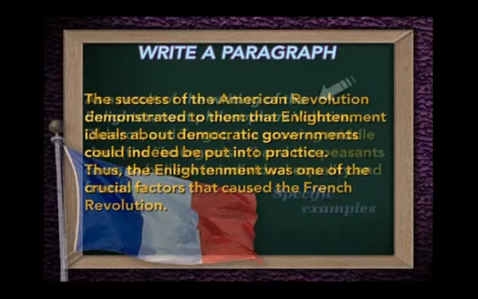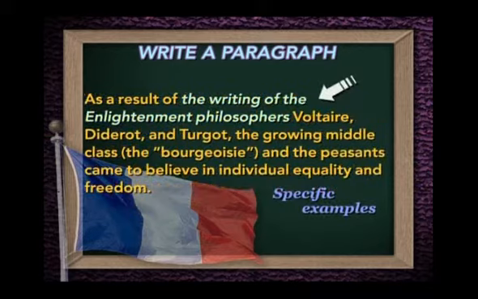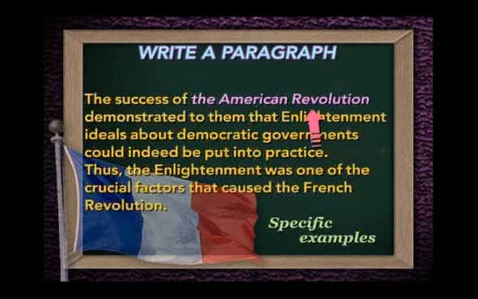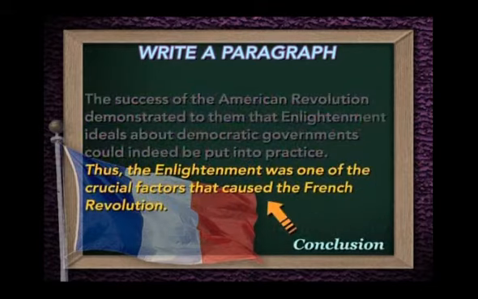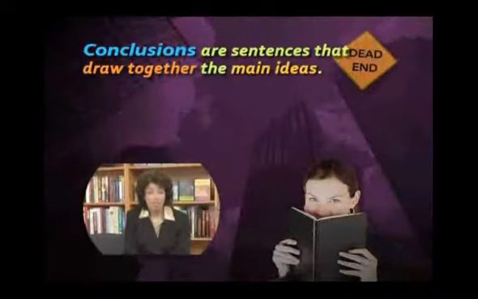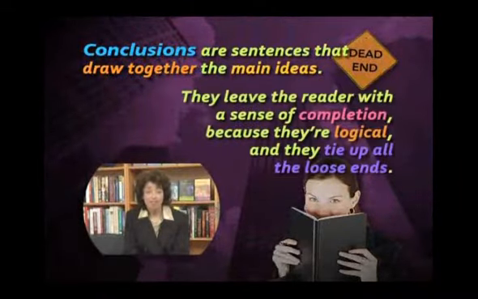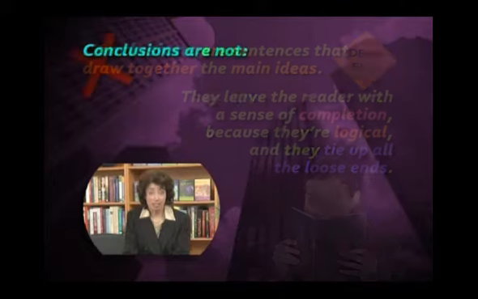So I have 2 examples in there. I have the writing of the Enlightenment philosophers, and I have the American Revolution. I have a topic sentence, which is my first sentence, and I have a conclusion, which is my last sentence. Now let's take a quick look at conclusions. Conclusions are sentences that draw together the main ideas. They leave the reader with a sense of completion. That's because they're logical and they tie up all the loose ends.